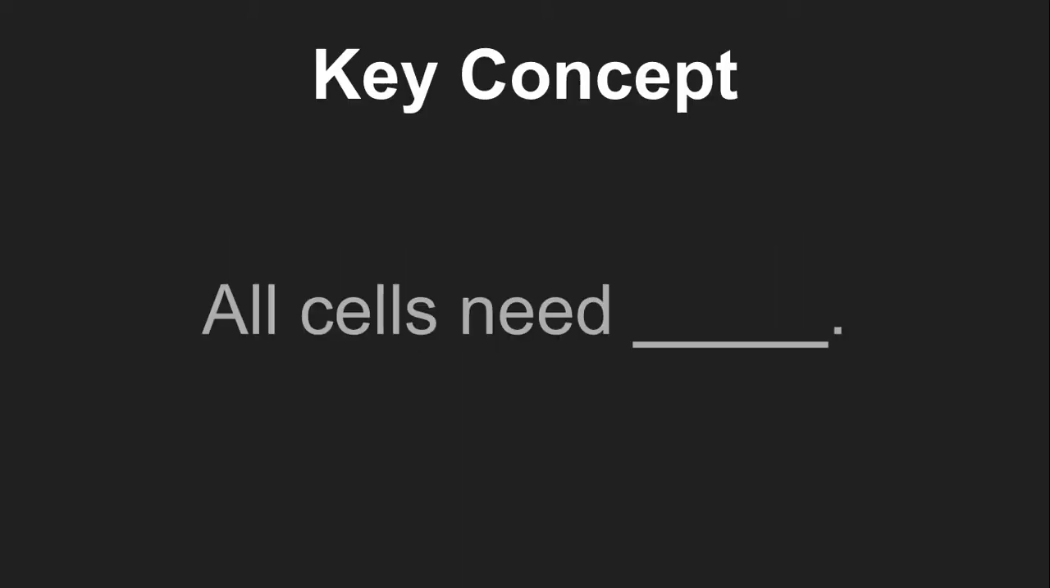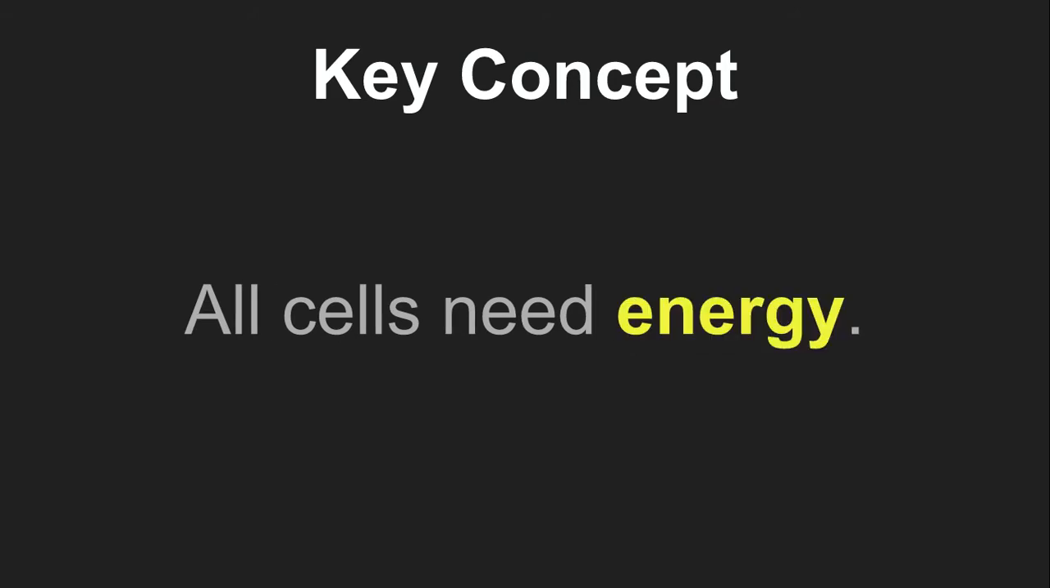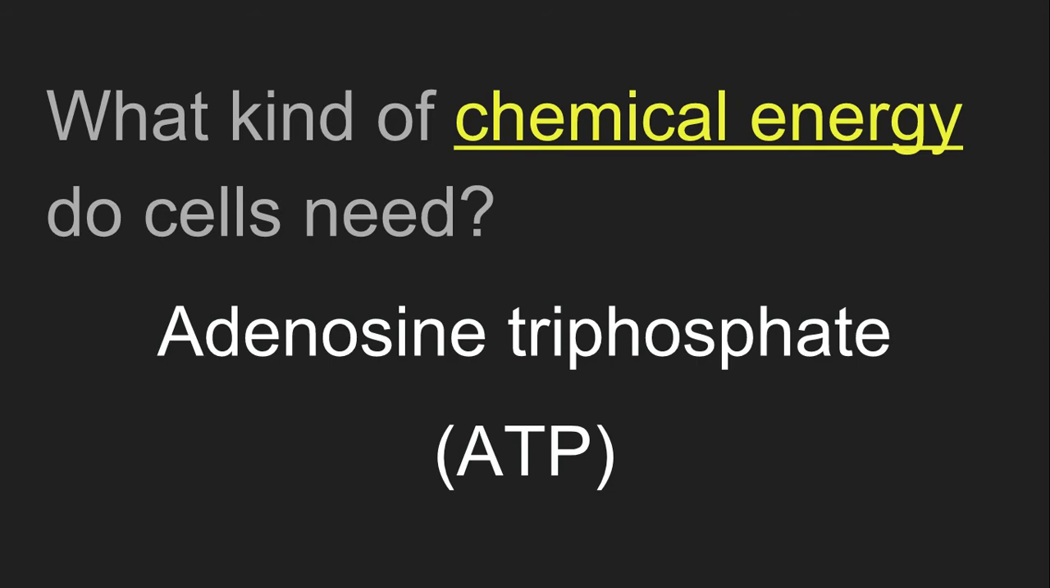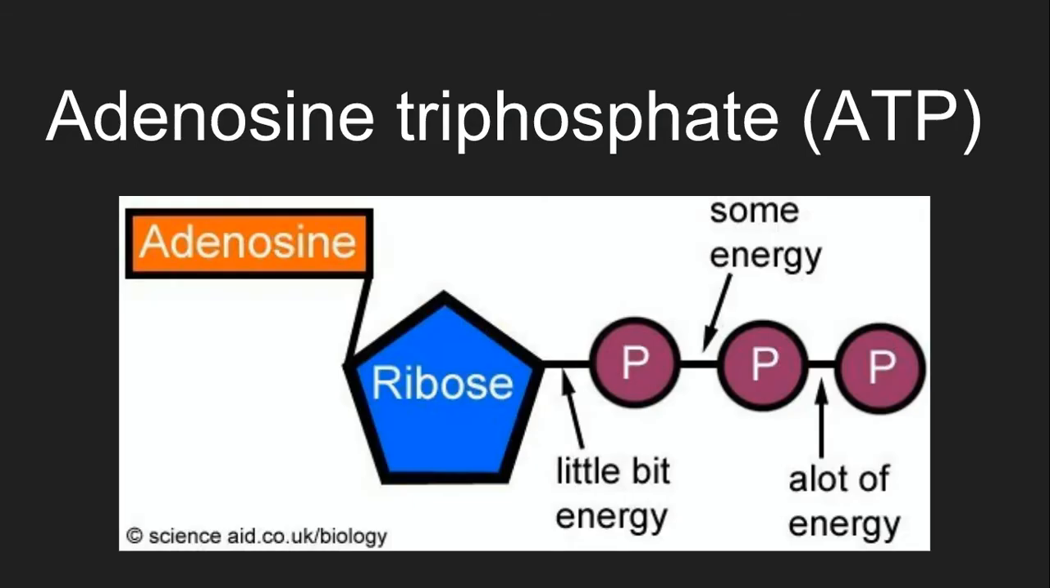So let's get started. Our first key concept is all cells need blank. Well, all cells need energy. Very specifically, they need chemical energy. Now, that chemical energy that they need is something called adenosine triphosphate, or ATP. ATP, when simplified, looks something like this.